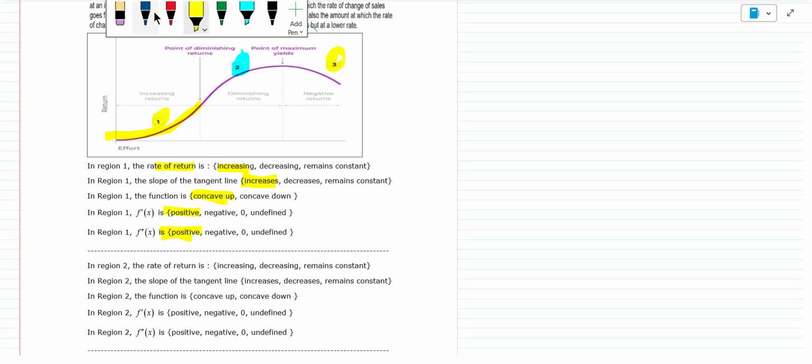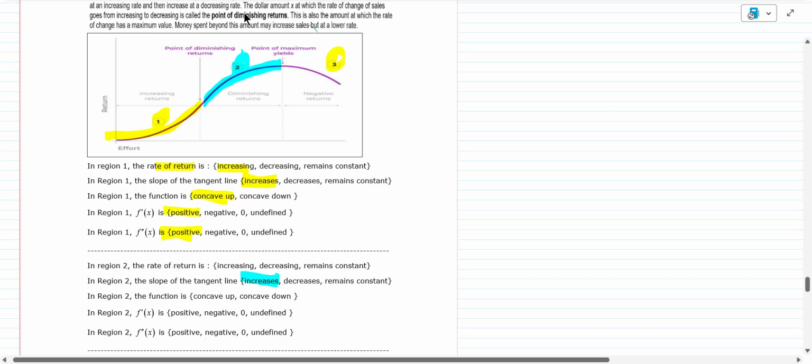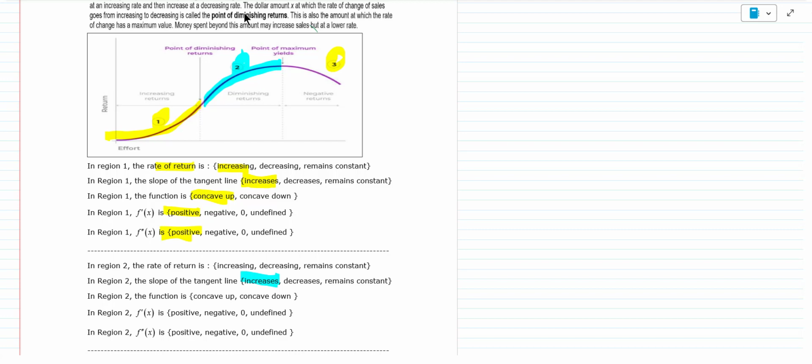In region 2, you are still increasing. That graph is definitely still increasing. But what's happening, whoops, I highlighted the wrong thing. The rate of return is still increasing, but now look at what happens to the tangent line. This is what I want you to wrap your head around. Right here, look at my slope of the tangent line. See how that tangent line is getting less steep? This is what a point of diminishing returns is. The tangent line gets bigger, but then all of a sudden the tangent line starts getting smaller.